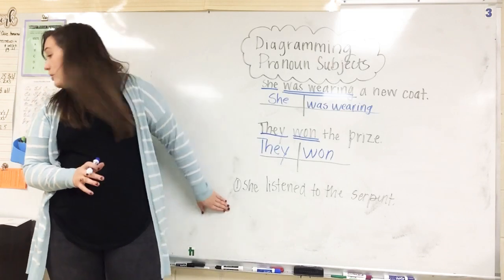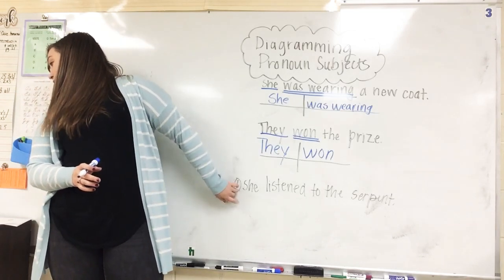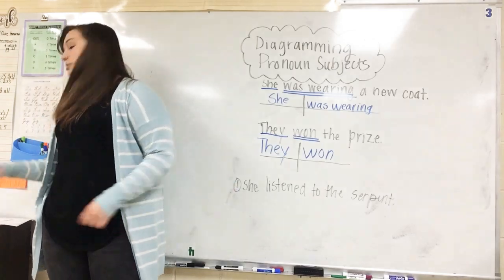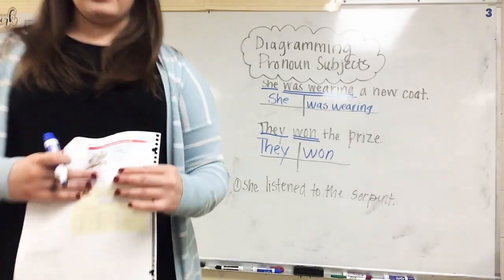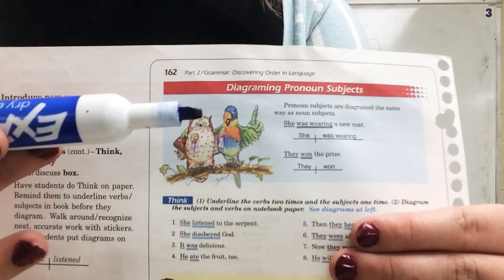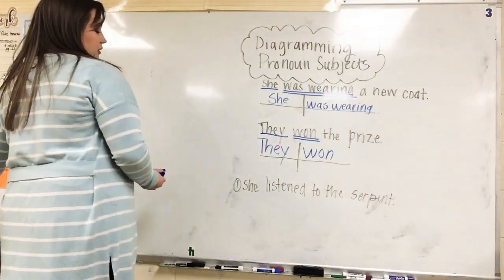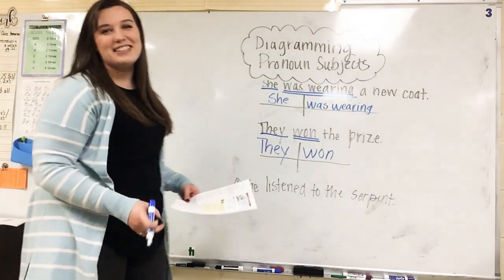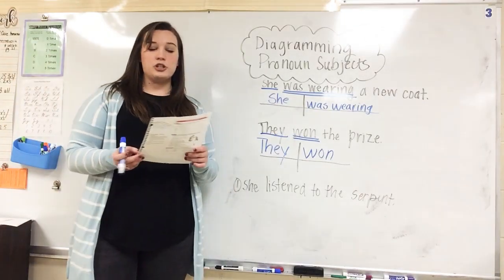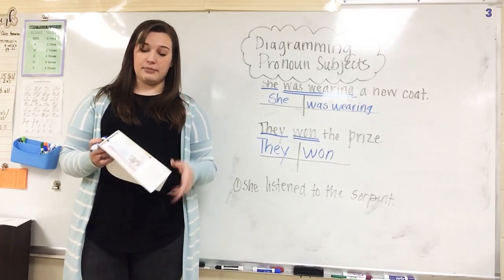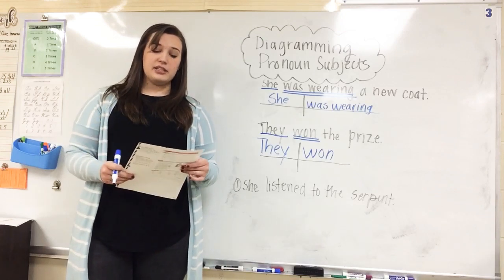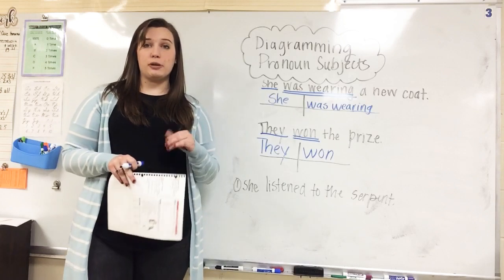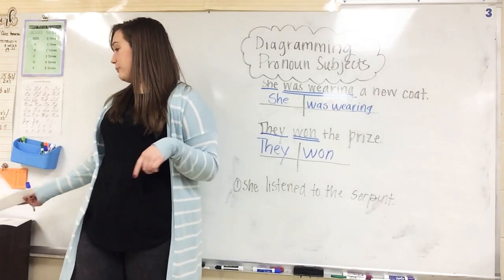Number one, we're on think. Number one under those birds on page 162. Let me show you. I'll come a little closer. Here's the birds. We're right here under think. The first sentence they give us is, she listened to the serpent. Now, I forgot to read the instructions. The instructions say to underline the verb two times and the subject one time. Then diagram the subjects and verbs on notebook paper. That's why you need the notebook paper.